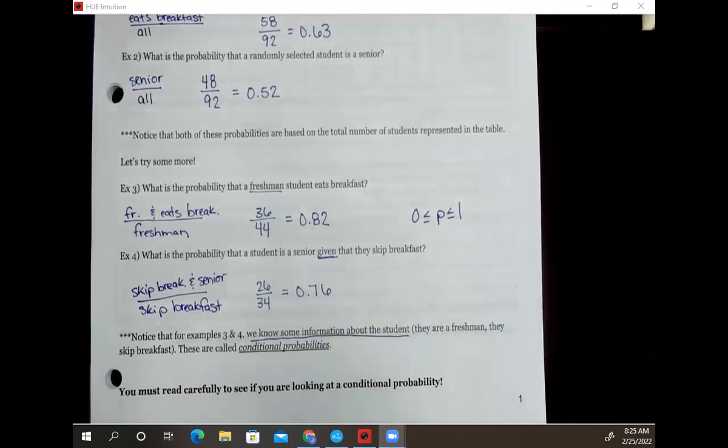And again, make sure you read your problems very carefully, especially when we could be looking at conditional probabilities. It's important to make sure that I am selecting out of the correct group. So if I need to select out of everybody, I make sure that bottom number is everybody. If I know something about this group already, I need to make sure that I narrow it down to just that group. Okay, and those are two-way tables and conditional probability.